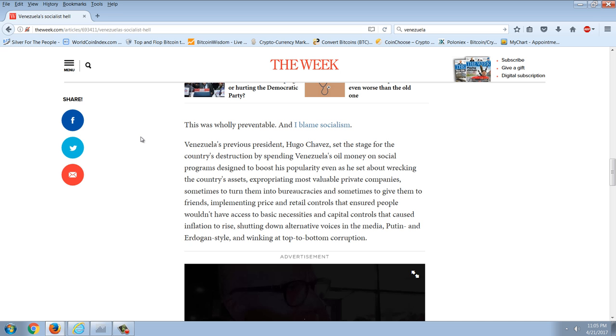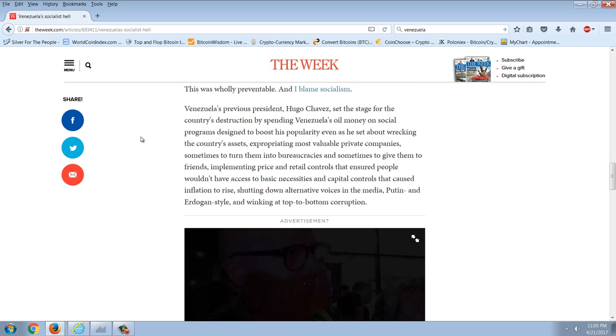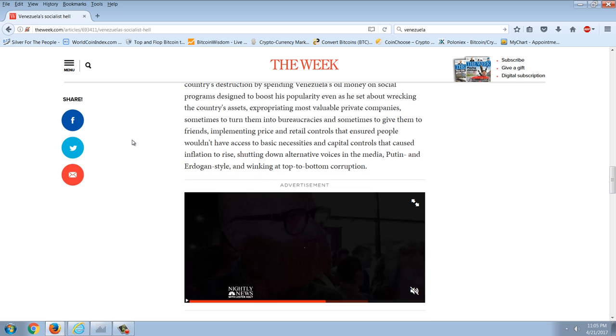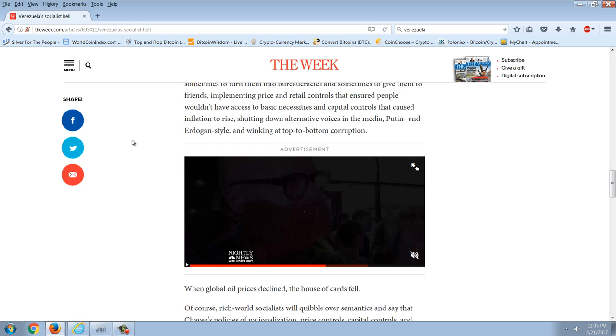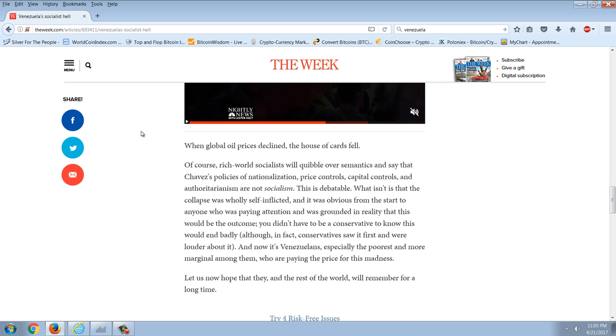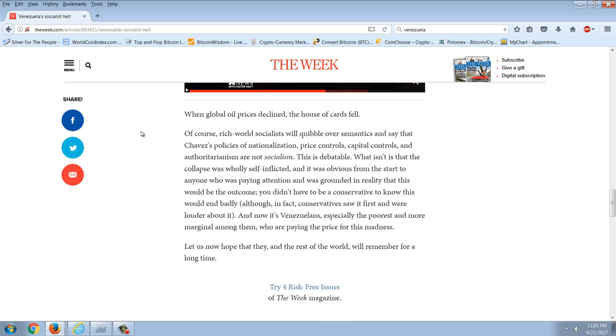Venezuela's previous president, Hugo Chavez, set the stage for the country's destruction by spending Venezuela's oil money on social programs designed to boost his popularity, even as he set about wrecking the country's assets, expropriating most valuable private companies, sometimes to turn them into bureaucracies and sometimes to give them to friends, implementing price and retail controls that ensured people wouldn't have access to basic necessities, and capital controls that caused inflation to rise, shutting down alternative voices in the media, Putin and Erdogan style, and winking at top-to-bottom corruption. When global oil prices declined, the house of cards fell.